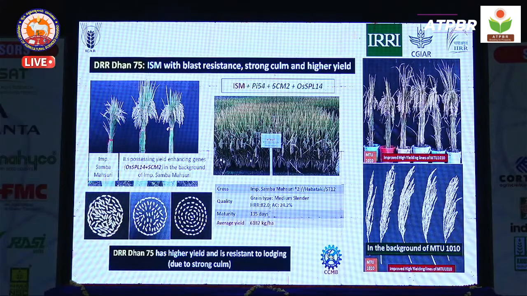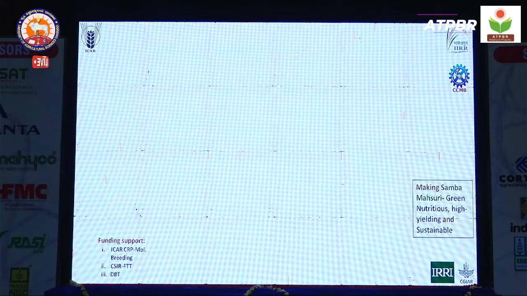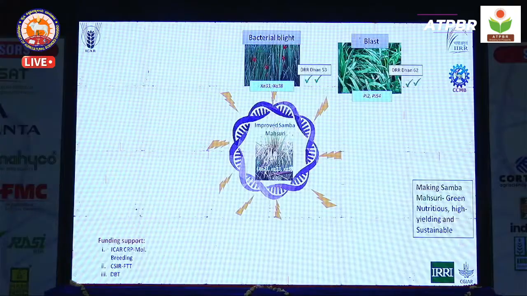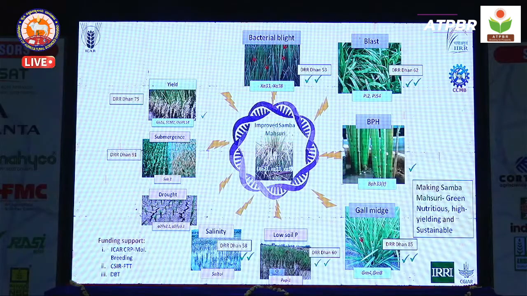This is a collaborative work wherein we got the donor lines from IRRI, and this variety is doing really well. In fact, this Kharif season, we had farmers from Dharwad who wanted more quantity of seeds of this variety, and it's spreading like wildfire in Samba Masuri growing areas. And this is what I would like to tell, that through proper planning and proper deployment, we could add value to Samba Masuri by initially developing bacterial blight resistant versions, then blast resistant versions, then BPH resistant versions, gall midge resistant versions, and versions which have tolerance to abiotic stresses, and finally, versions of Samba Masuri which can give higher yield also, with a better nutritional profile.